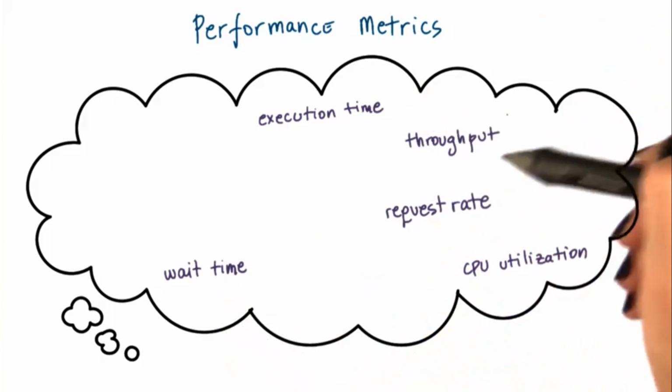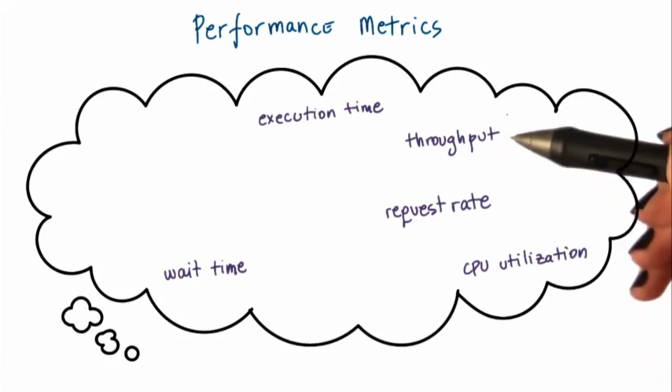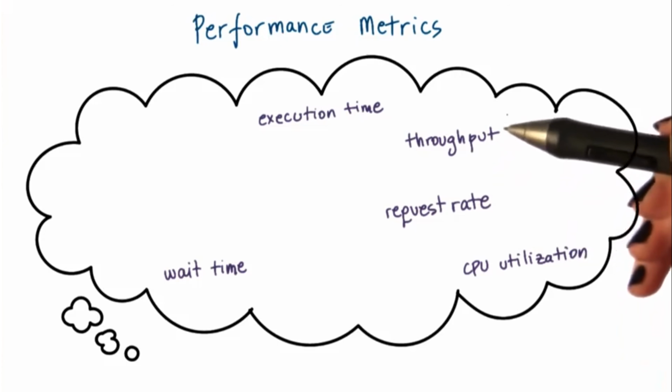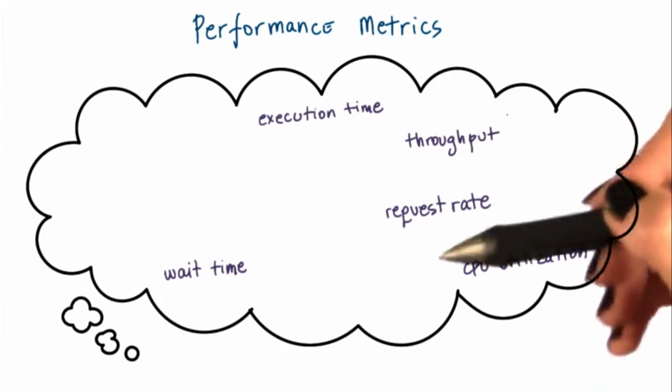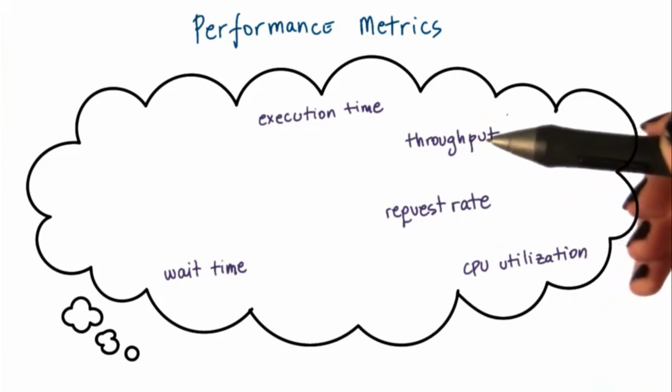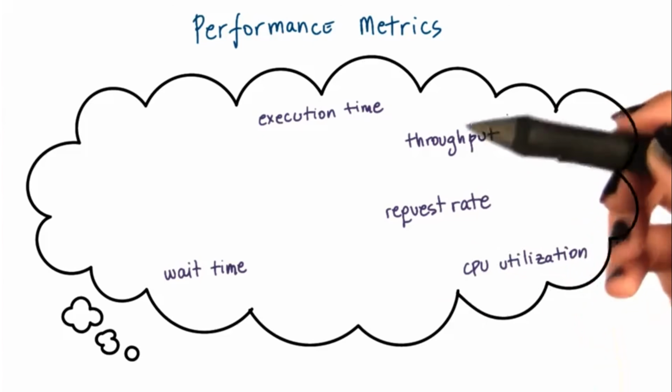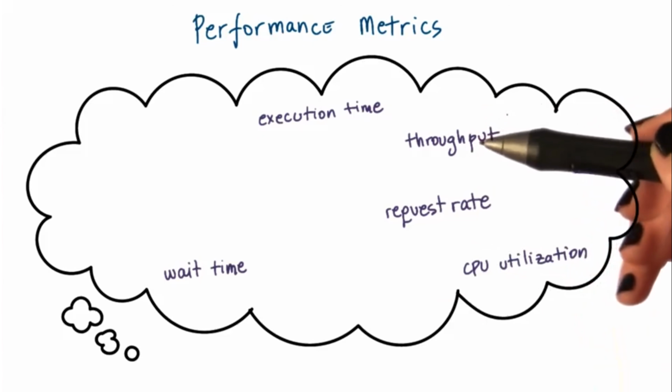Then let's think about throughput, for instance. We know throughput helps evaluate the utility of a platform. So how many tasks will it complete over a period of time? How many processes, how many jobs will be completed over a period of time?